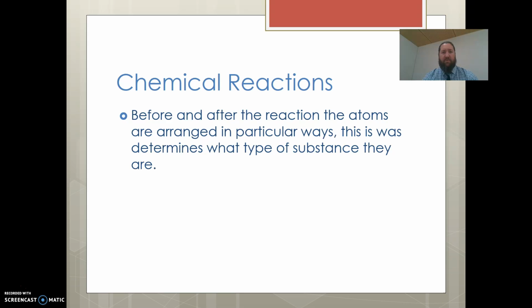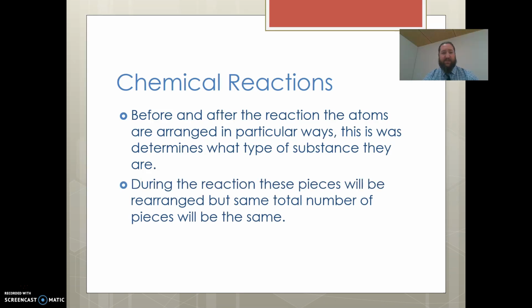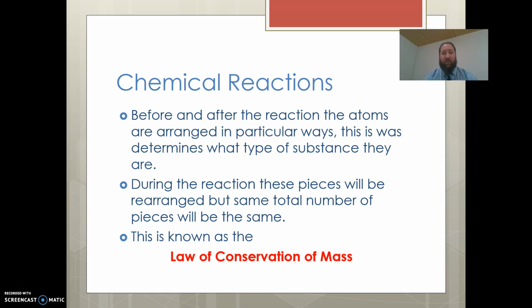Before and after the reaction, the atoms are arranged in a particular way in that particular substance, and that's what determines what type of chemical or other material it is. When the chemical reaction takes place, these pieces get rearranged, shuffled about and put in a different order. They might be in a different arrangement or combination, but there are the same number of pieces at the end as there were at the beginning. This has a particular name. This is called the law of conservation of mass.